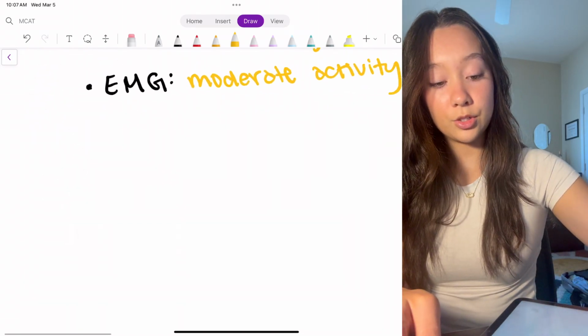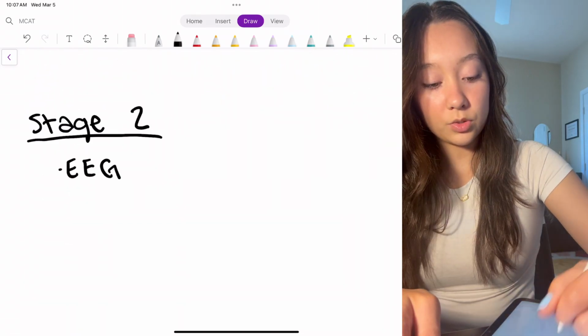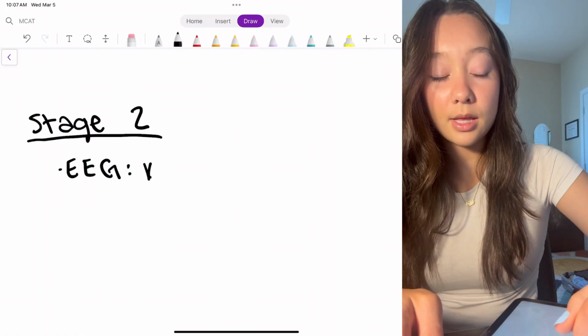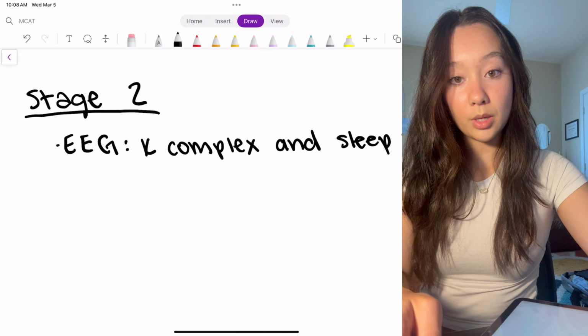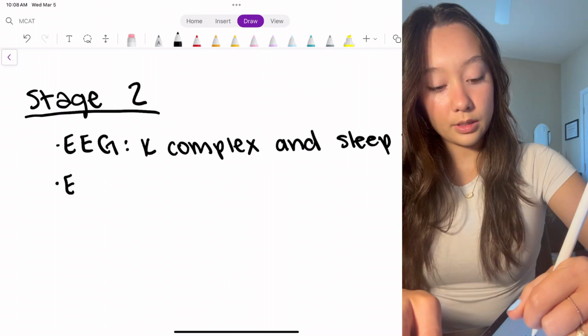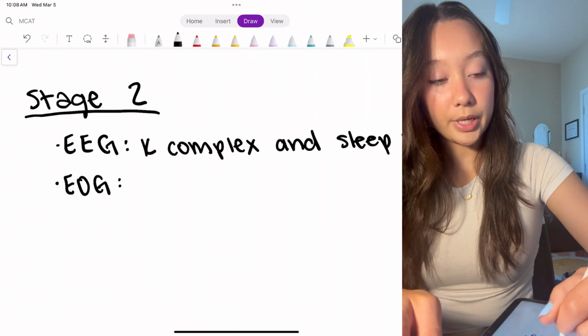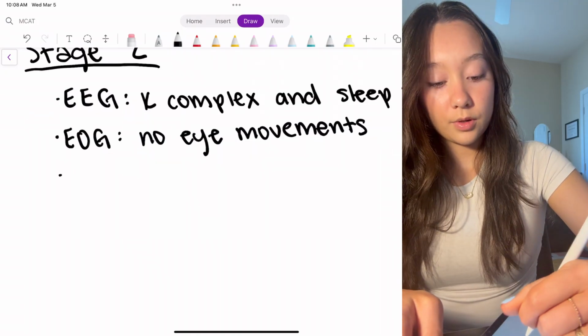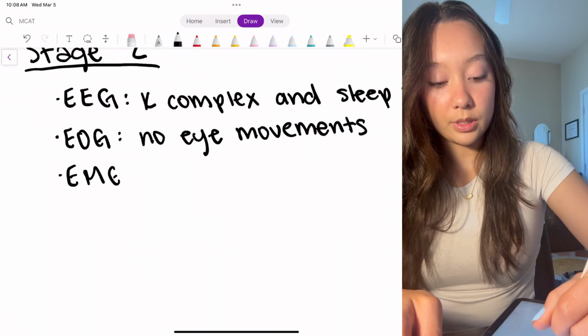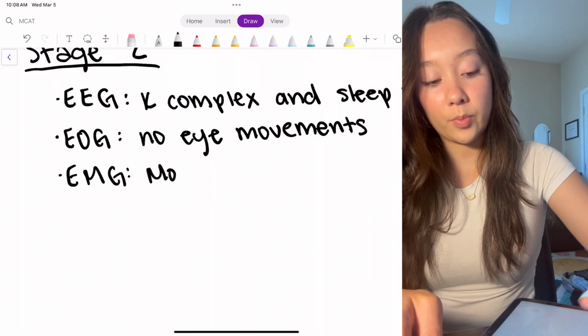Moving on to stage 2, the EEG is going to show something called K complexes and sleep spindles, and when we draw our graph, we'll be able to see that in a second. For the EOG, which is those eye movements, we're going to have no eye movements at all. And then for the activity measured by the EMG, we're still going to have moderate activity.